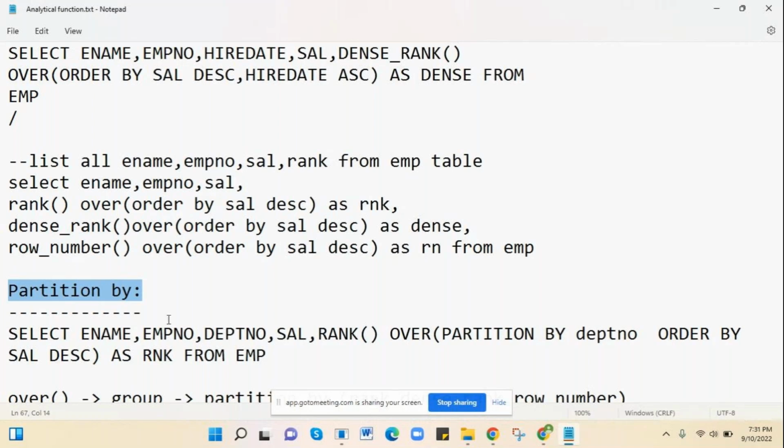Okay, so that is the thing. Not only can we arrange by order by salary, we can divide the entire table. Like we have group by, group by is nothing but it groups the entire table according to the column.